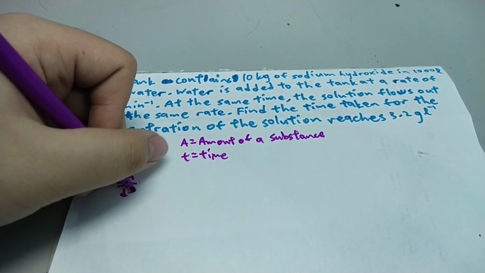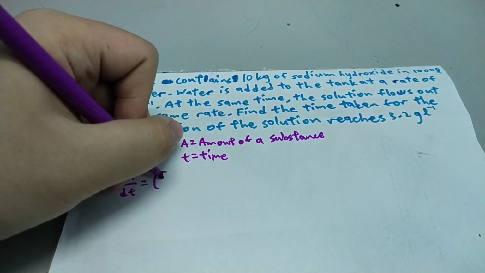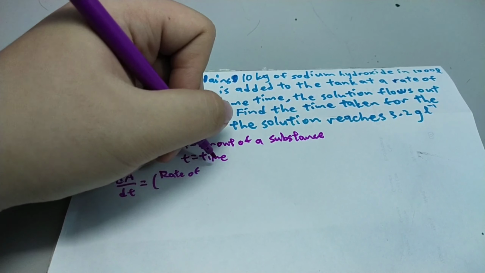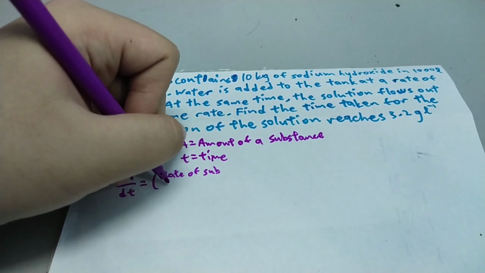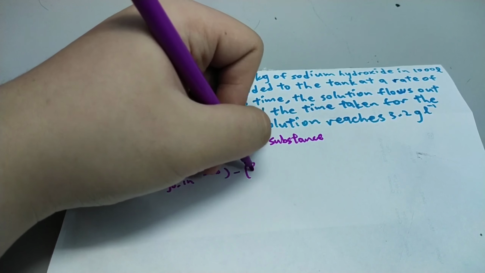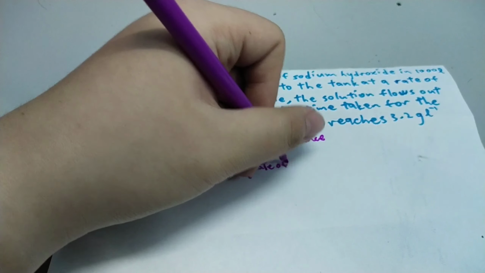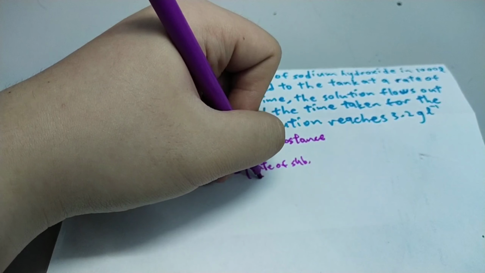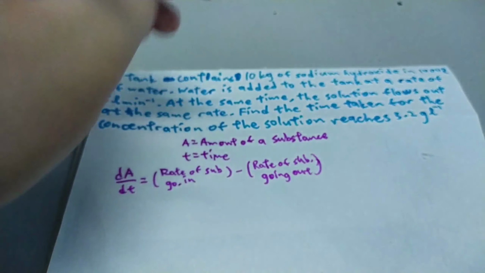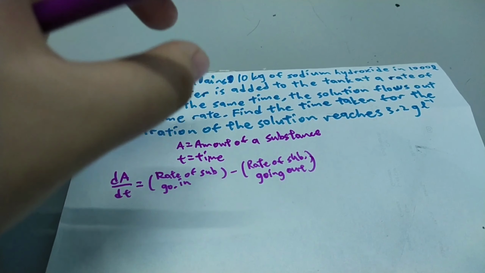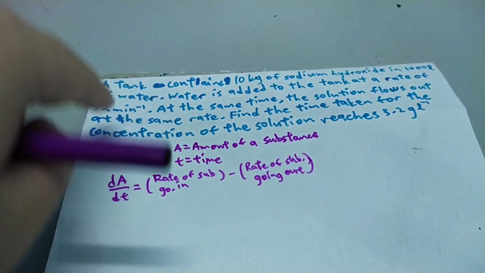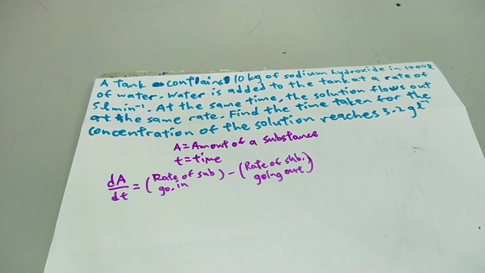dA over dt is equal to the rate of the substance going in minus the rate of substance going out. And if you memorize the formula, you will have another thing going on in each of these terms. But don't worry, we will go through one by one.